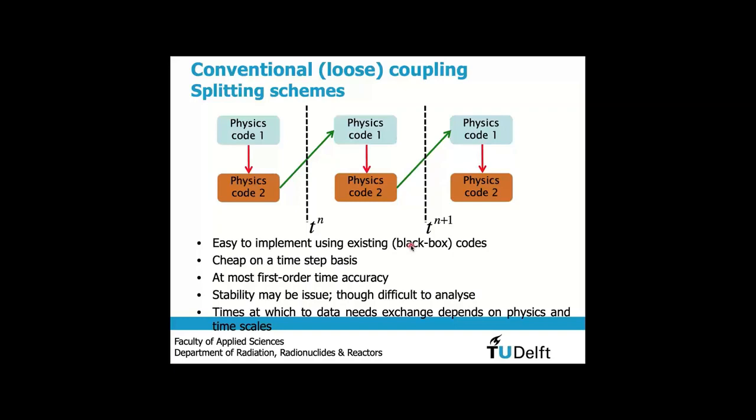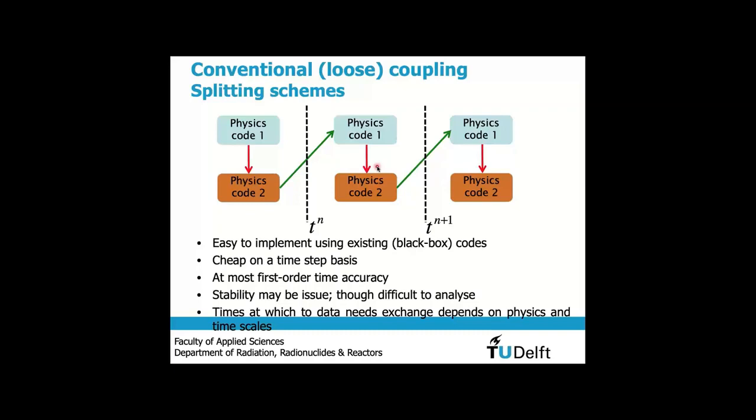Now, we are going to actually solve this problem. And we have two pieces of codes. We have physics code one, maybe that's the flow, and physics code two, maybe that's the neutronics. And what I have on the slide here is the conventional way of doing things. So we step in time, and we're trying to maybe get to the steady state, or maybe we're actually doing some kind of a transient case.